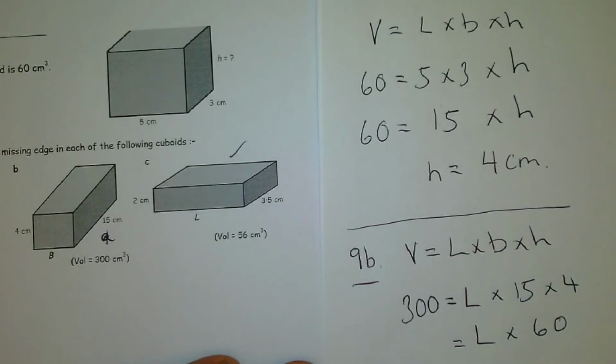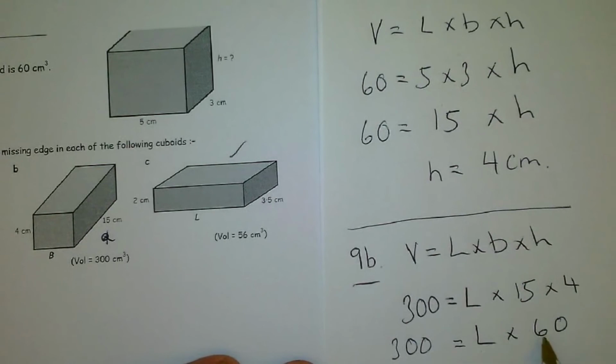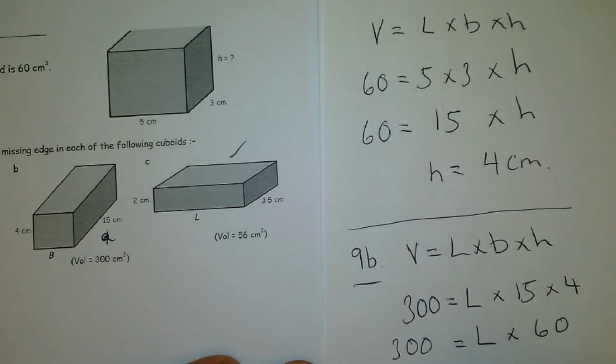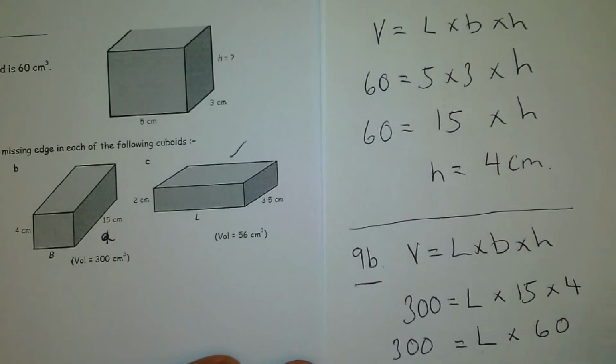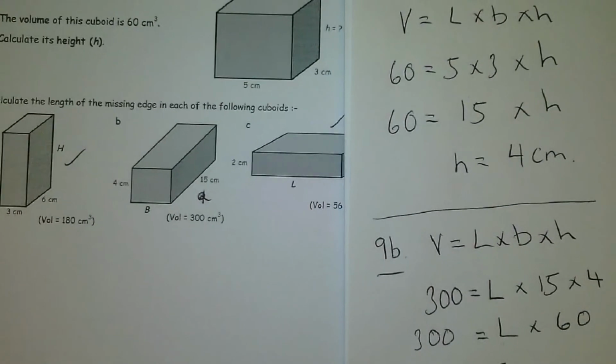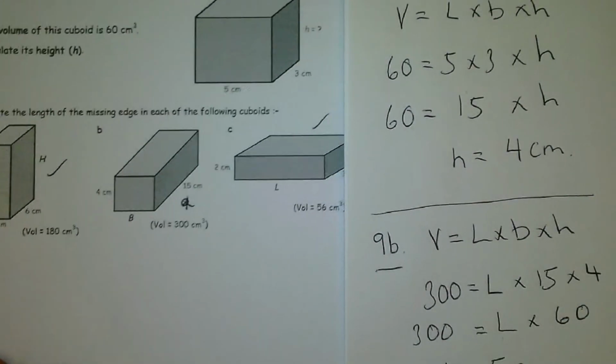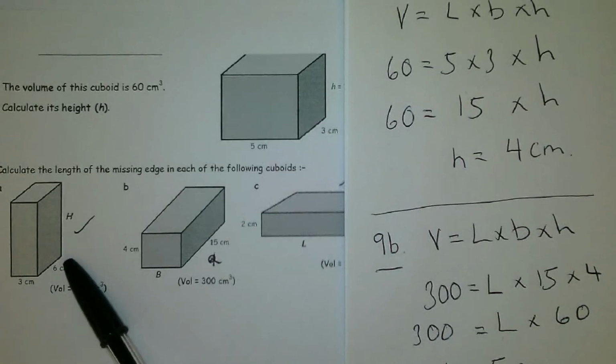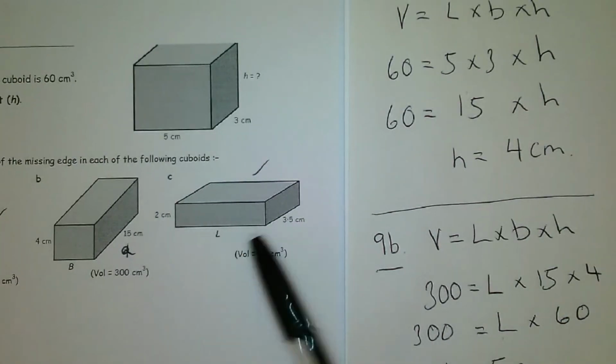Okay, and you should see that L would be 5 times 6 is 30 plus the 0, so L equals 5 centimetres. And if you want to use a calculator, you can use your calculator. So I don't think that's hard. Okay, I've shown you how to do it. It's kind of working backwards. So I want you to do that one, and I want you to do that one.